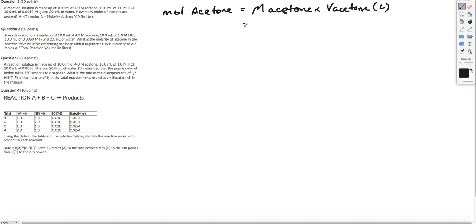So you are told the molarity here, and it's 4.0 molar, but then you would multiply that by the volume of the acetone in litres, which is going to be 0.0100 litres, and that will give you the answer there.